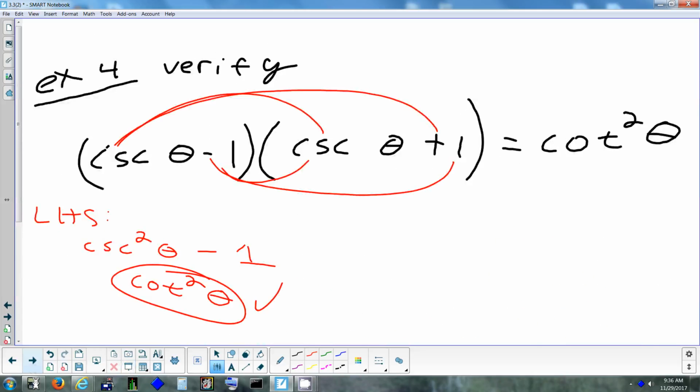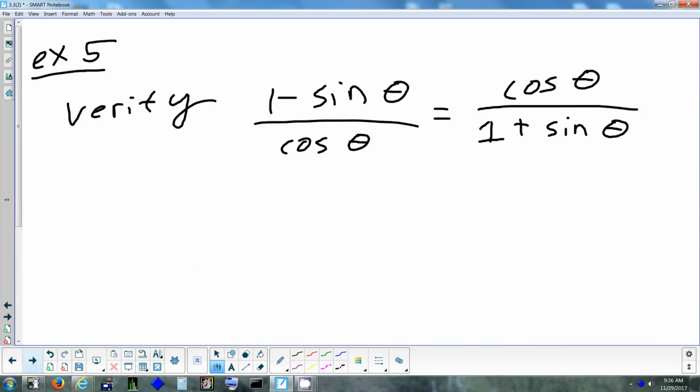Okay. Any questions before we look at the last one? Okay, so up till now, I think it's been very clear which side is more complicated. Okay, I've always made it the left. How about here? We have 1 minus sine over cosine on the left equals cosine divided by 1 plus sine on the right. Any thoughts about which side looks more complicated there?